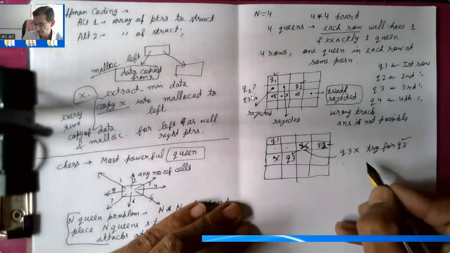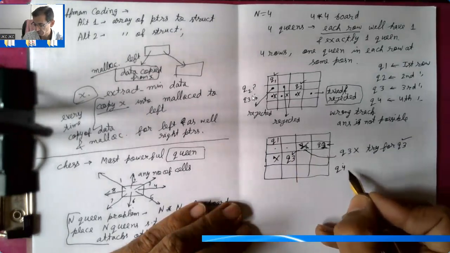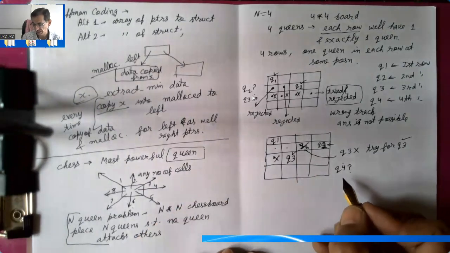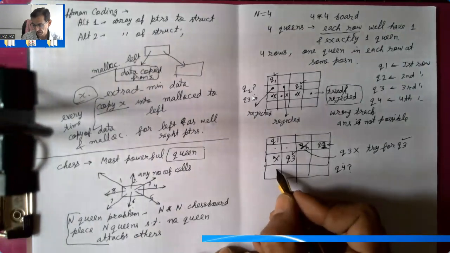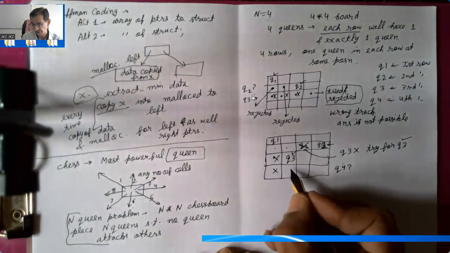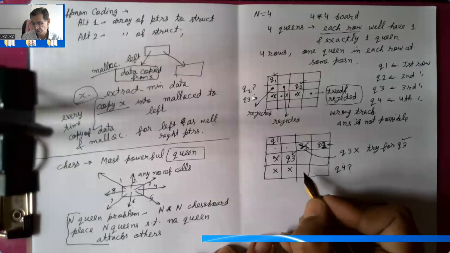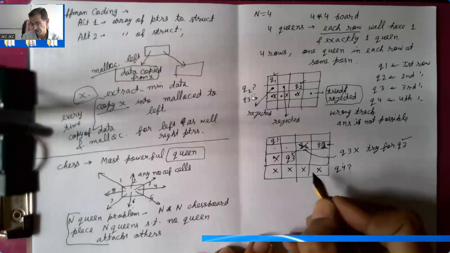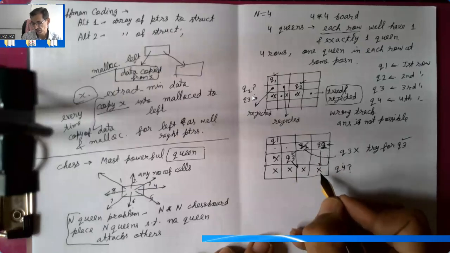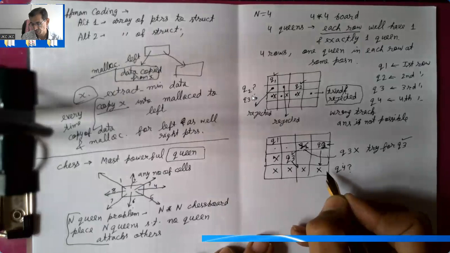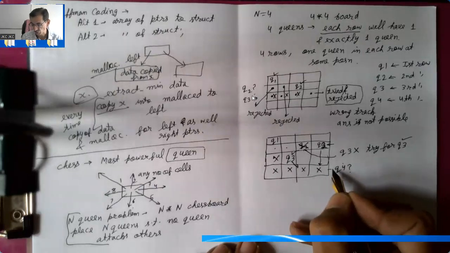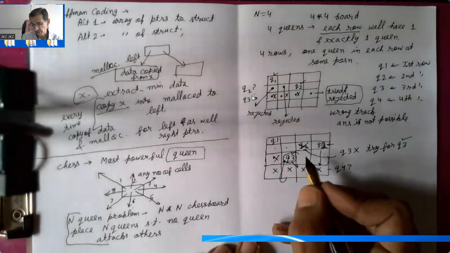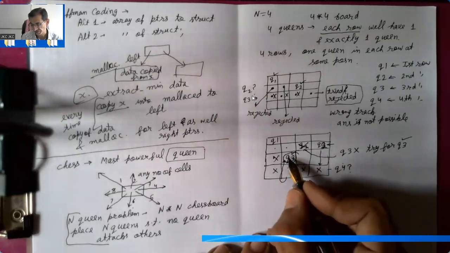So Q3 is ready. Then I'll try for Q4. So I proceed. If I have already found the previous level, I try the next Q. Can I place here? No, I tried and rejected. Here also I will try and reject. Here also I try and reject. So Q4 is not possible. That means no solution for Q3 is possible. Go back to Q3, backtrack and try Q3 somewhere else.